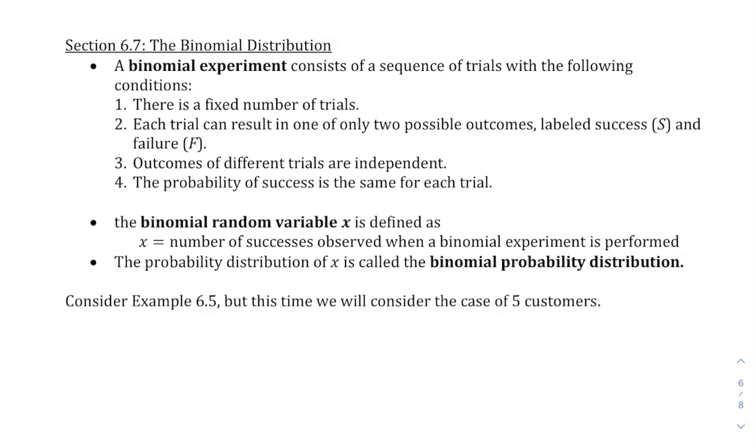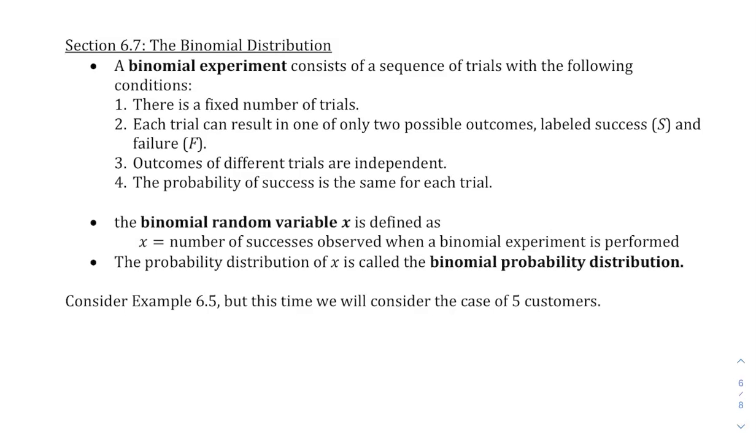We'll start by defining a binomial experiment, and that is just a sequence of trials with the following four conditions. It has to be a fixed number of trials, so you have to know exactly how many trials you're going to perform. Each trial can only result in one of two possible outcomes, and you'll label them success or failure. Now, success doesn't necessarily mean a positive, good thing. It just means what you're looking for in the case of the probability experiment.